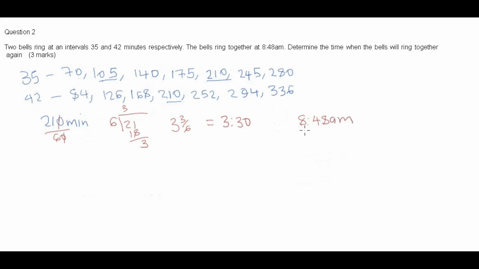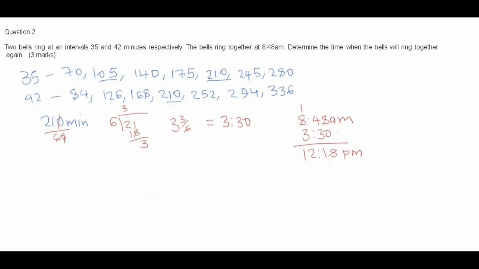So it will ring together after 3 hours 30 minutes. So we add, that is 8, this is 7, we're not going to write 7, we'll write 1, we carry 1, so this is 12. That bell will ring again after 12:18 p.m. So there's another alternative which you can work out this question.